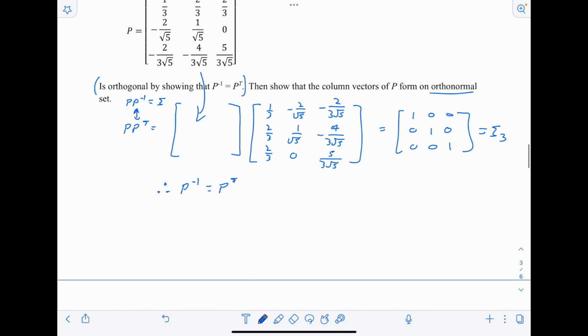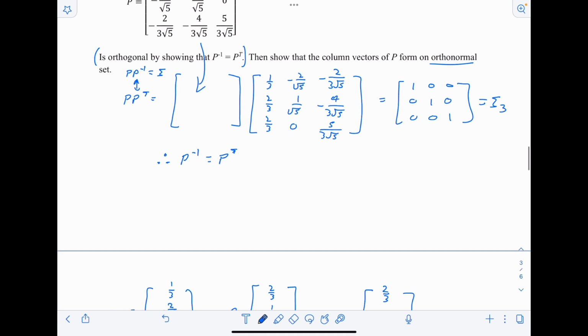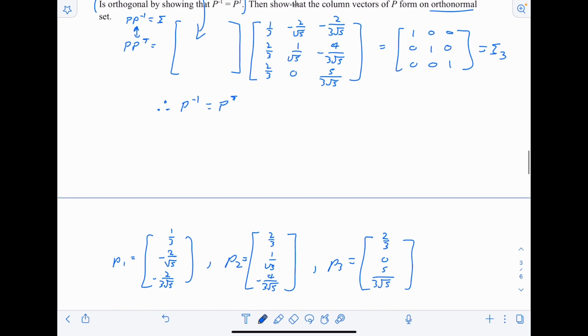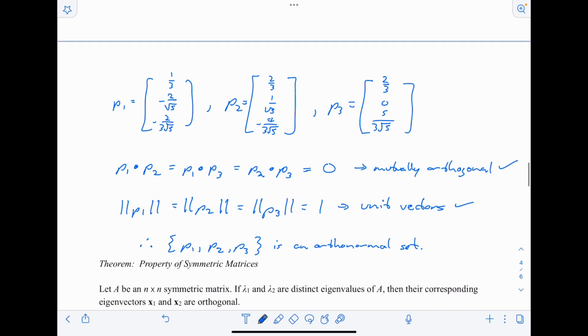So 2 ideas. One is simply showing that the matrix itself is orthogonal by showing that P inverse is equal to its transpose. And then the other is showing that the column vectors form an orthonormal set by showing that those column vectors are mutually orthogonal, that they're orthogonal to each other, dot products are 0, and that they are unit vectors, that their lengths are 1. All right, moving on.